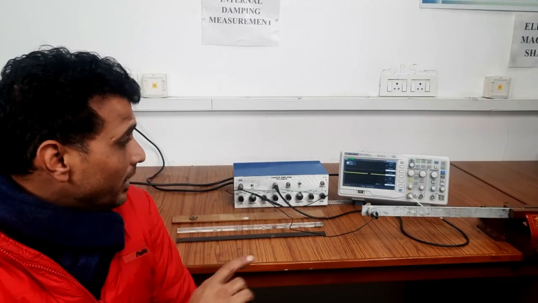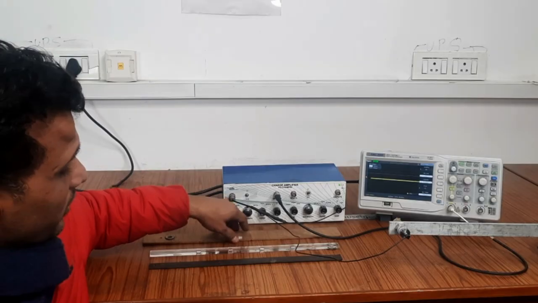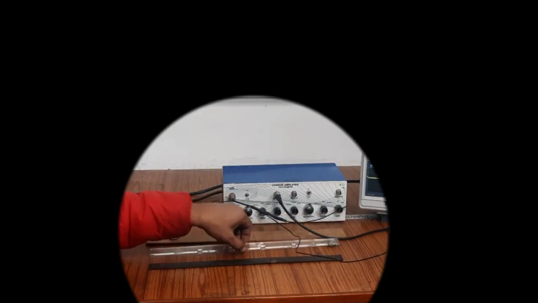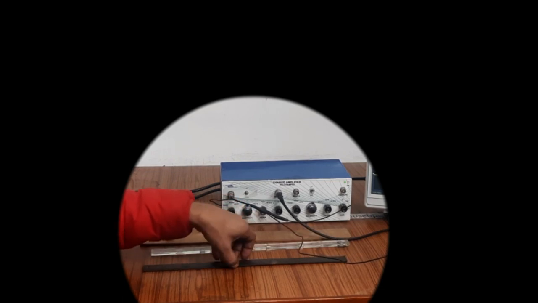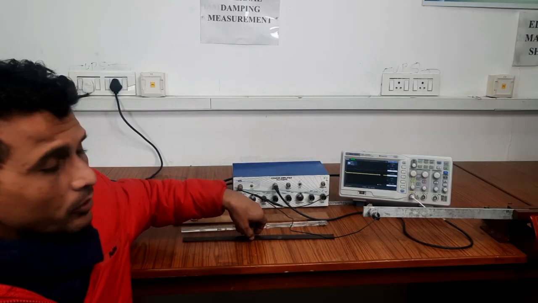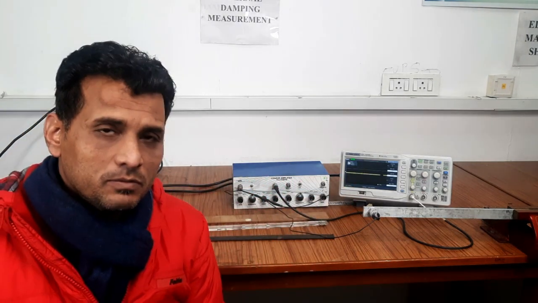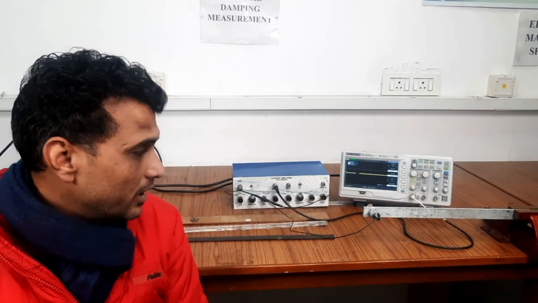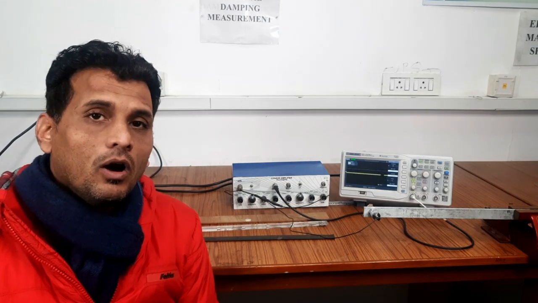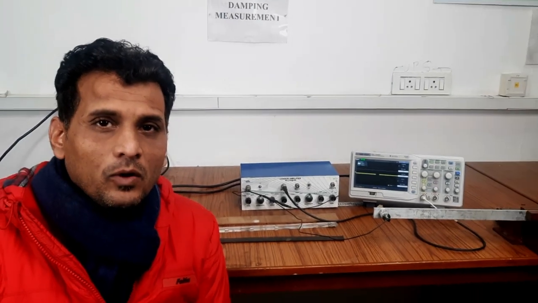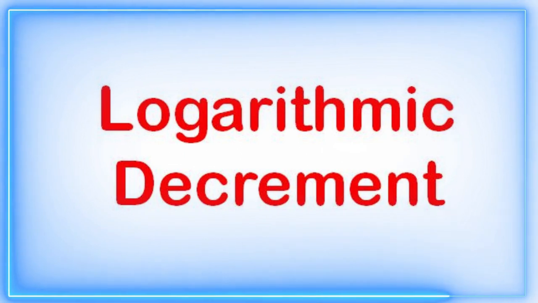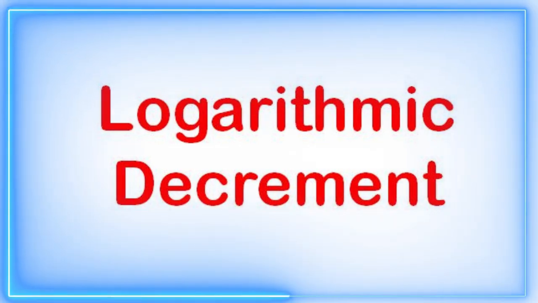material. We can find the damping coefficient for different materials. For example, I have a wooden strip, a plastic strip or an iron strip, but I am going to demonstrate everything with this aluminum strip. When you do your experiment, you can try with different materials and find the internal damping of these materials. So before I start my experiment, a quick review of logarithmic decrement.